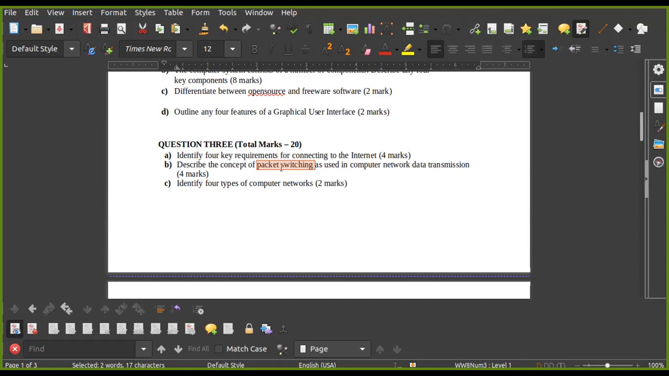Like if I was to send this data to you, it would be segmented into multiple parts, and then we use multiple routes. And then once we've arrived, then we reassemble all our packets and the data is consumed by you. Identify 4 types of computer networks. We have public networks, we have protected networks, we have internet, we have intranet, we have extranet, and so on and so forth.